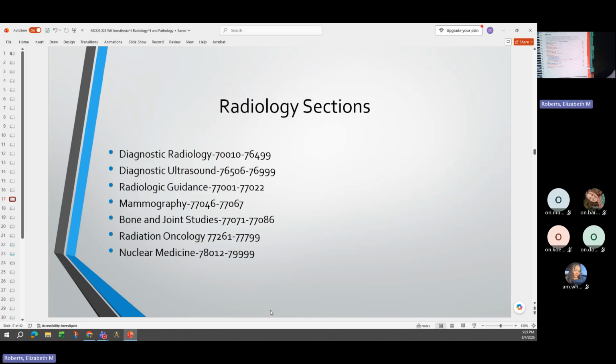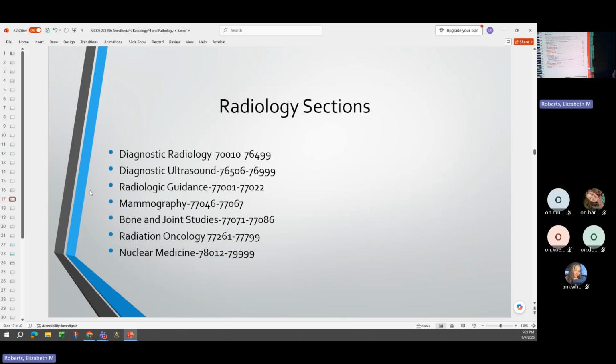Here are our code sections. Again, diagnostic radiology. Diagnostic radiology includes X-rays, CT scans, and CAT scans, I believe. Then you have ultrasounds. Radiologic guidance can be used either fluoroscopically, I guess I should say, or with ultrasound guidance, and that is used to facilitate a procedure.